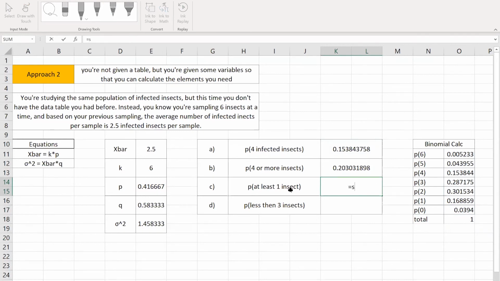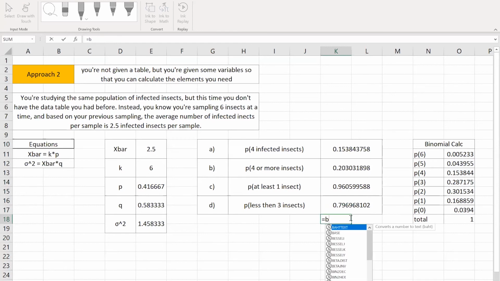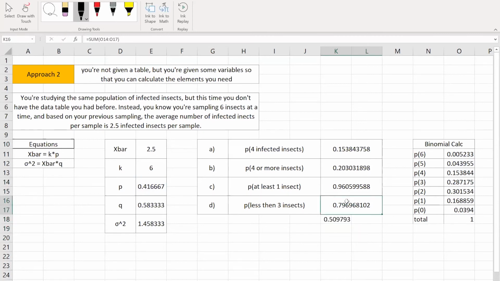So the probability of at least one insect would be 1 and up, right? Probability of less than 3 insects, again, could be this. Or you could do binom.dist (2, 6), the probability of a success, 1. And I think I accidentally actually selected 3 in this example too.